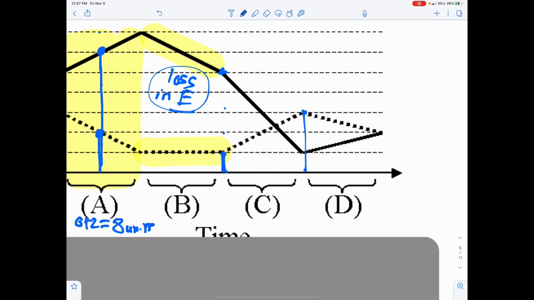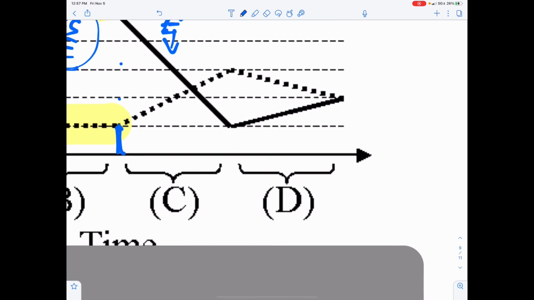What about at the end here? At the end, our total mechanical energy is 3 units plus 1, which is 4 units. So again, we've lost mechanical energy here too. Okay, I hope you guys see that. You're gaining kinetic energy, but you're losing more potential energy than you're gaining. Therefore, there's an overall loss in total mechanical energy.